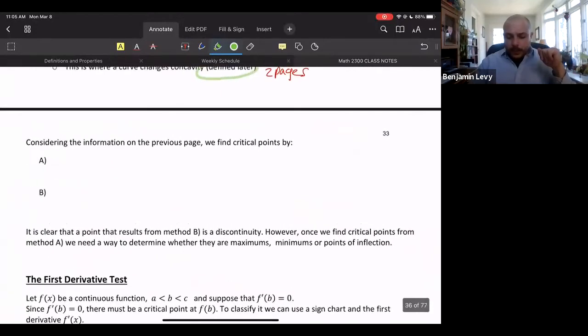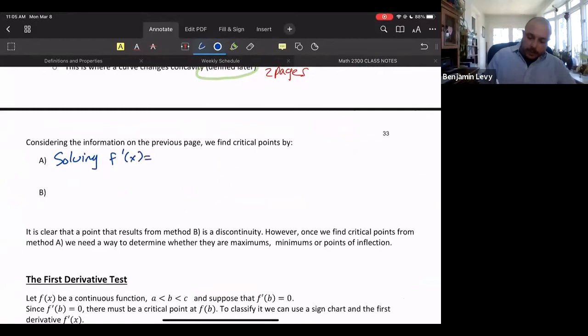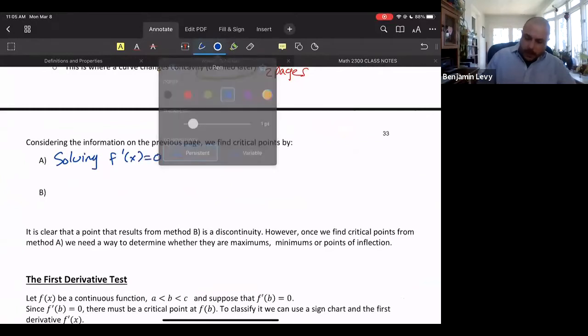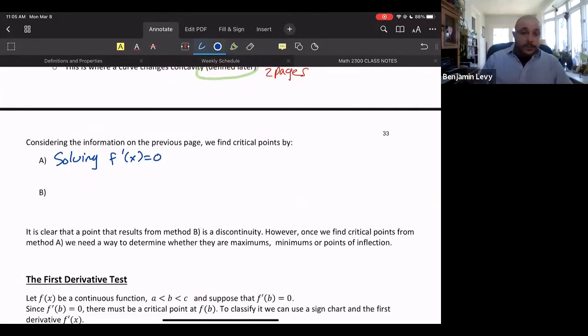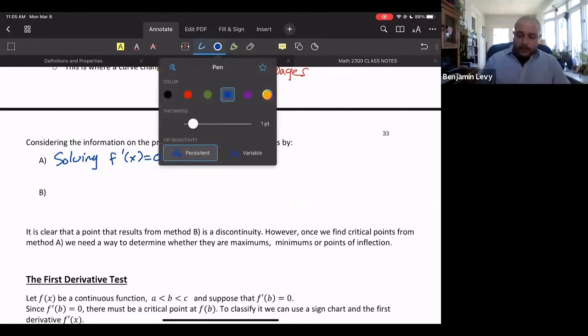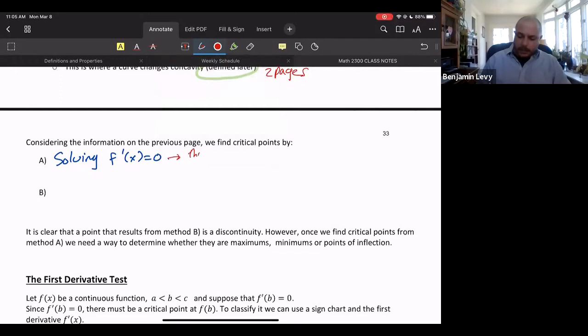And so the first thing we'll just note here is the way we find critical points are, number 1, solving the derivative equal to 0. That's going to tell us the flat points. And so that's going to be the maxes or the mins. So let's make note of that. So this tells us the flat points, quote unquote, right? The places where the rate of change is 0. And so these will be maxes or mins.